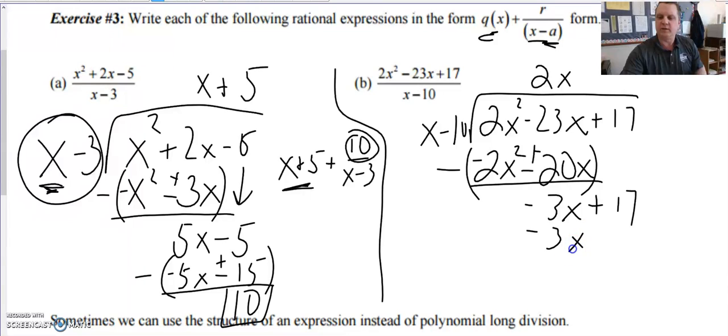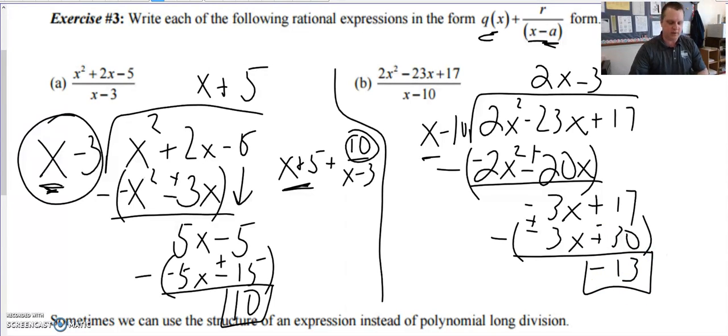Then I need a negative 3x. So like I said, no matter what the first term is, positive or negative, it has to be the same. And so I need to multiply x times a negative 3 to get your negative 3x. Negative 3 times negative 10 is a positive 30. Parentheses, change both signs, so this becomes plus, this becomes minus. I have negative 13 in my box here. That's my remainder. So with a negative, what you have is 2x minus 3 minus 13 all over x minus 10. And that's how you would leave it.